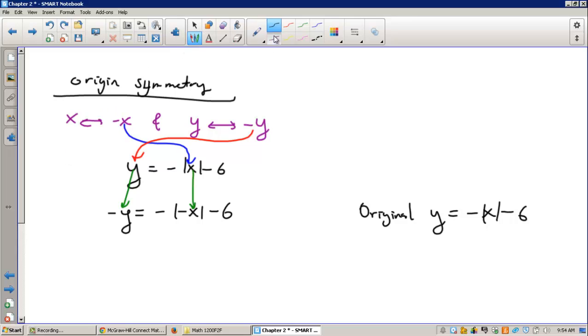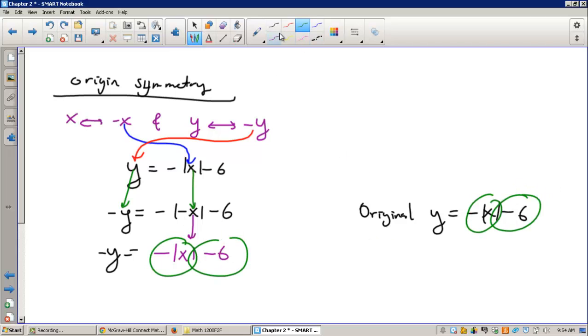Yes or no? Look, I can make this absolute x instead of negative absolute x. So we have a match here and there with these two. However, this is not matching. Purples won't match.